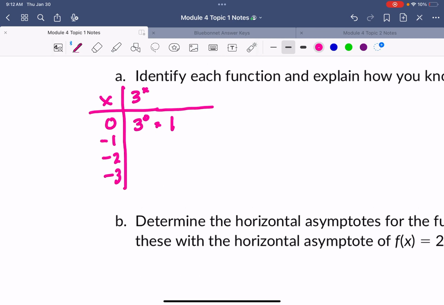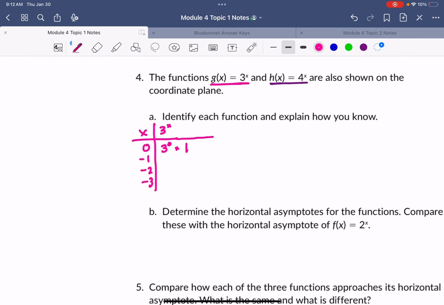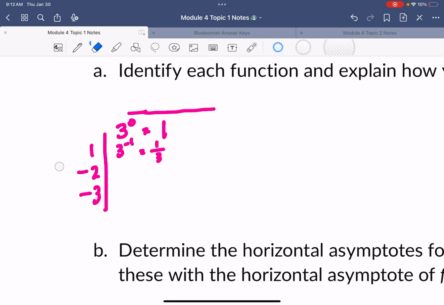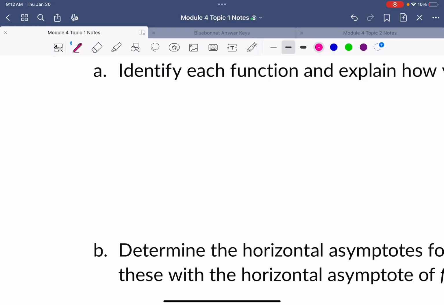Then if I plug in -1, that would be 1/3, because we have to do the reciprocal of it. I don't like the way this looks. Let me do it with a thinner pencil.